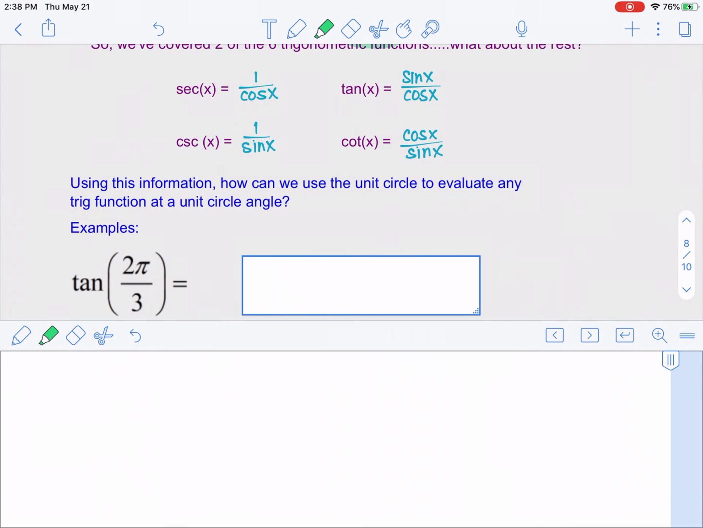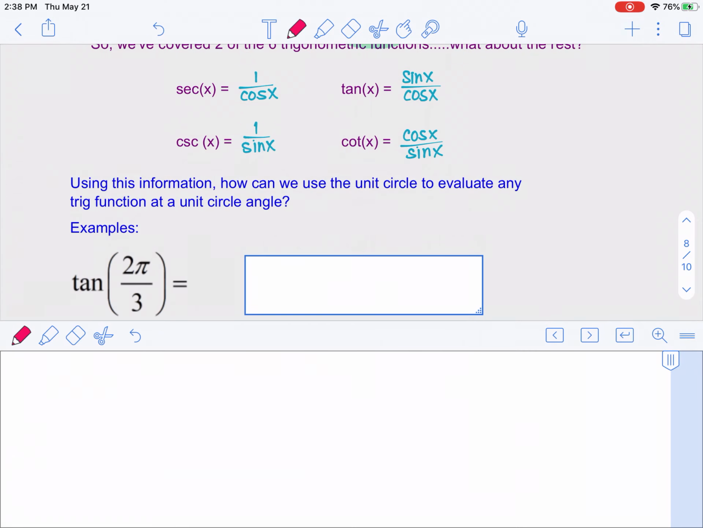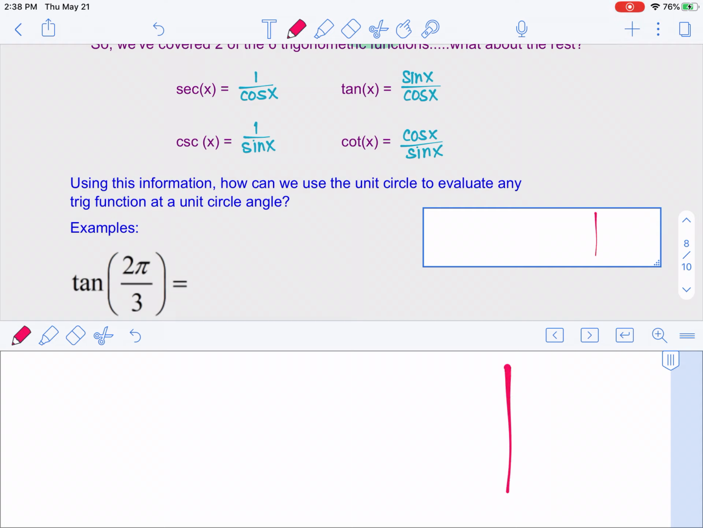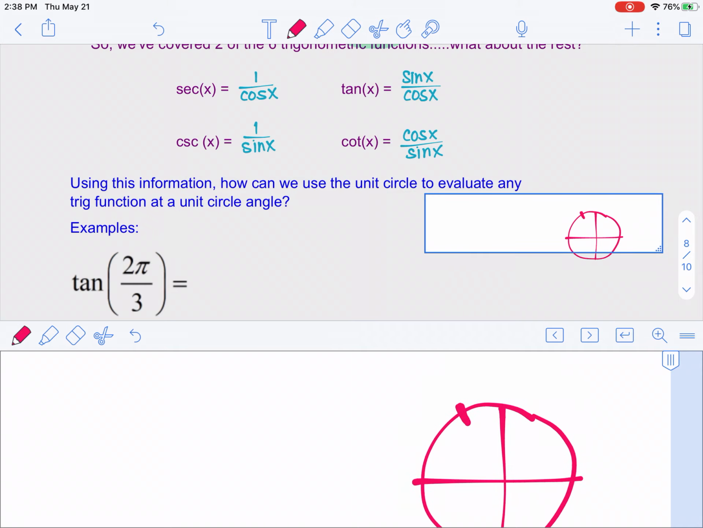Okay, so using this information, how can we use the unit circle to evaluate any of these? Again, I'm not talking about pulling out your calculator and seeing, right? I'm talking about you actually doing the calculation. So let's talk about tangent of 2 pi over 3. We talked about where that angle was already on the previous slide. It's this one right here, the one where it's negative 1/2, root 3 over 2. Again, you can get it from reflection of pi over 3 if you're not feeling comfortable with that.